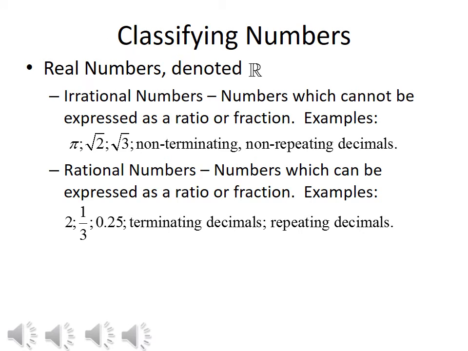If a number isn't irrational, then it's part of the other subset of real numbers, and those are the rational numbers. Rational numbers are numbers that can be expressed as a ratio or fraction. Examples of rational numbers are 2, 1/3, 0.25, and any decimal that terminates or any decimal that repeats.